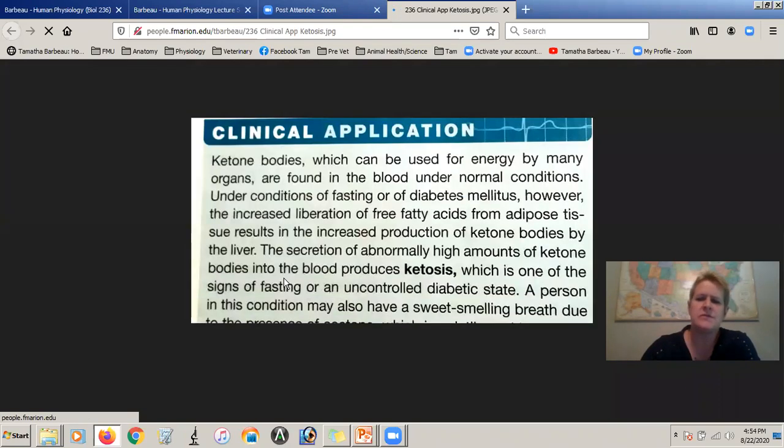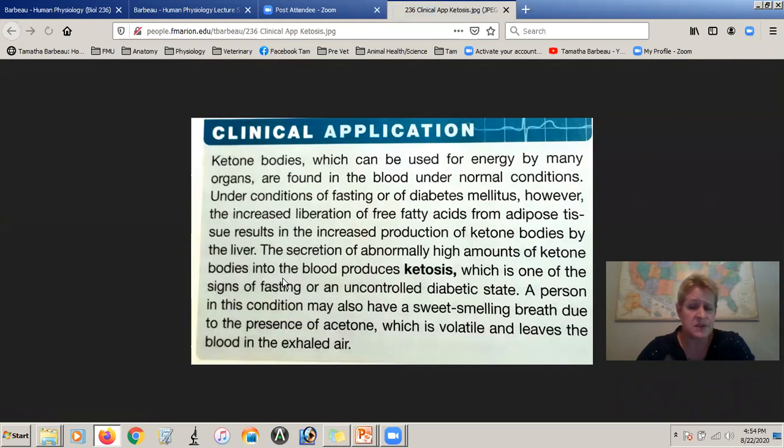Okay, ketones can be used for energy by many organs, but it's an emergency strategy, all right? Can be found in the blood under normal conditions. Fasting, or you've got poorly regulated diabetes. Think about that. If you've got diabetes, whether it's type 1 or type 2, type 1, you're not producing enough insulin, so your cells aren't taking in glucose and using it. What are they going to turn to next for energy? Fats, like ketones. If they have type 2 diabetes, they have plenty of insulin, but their cells ignore it. So what are they going to turn to next for energy? Ketones. Okay, so secretion of abnormally high amounts of ketone bodies in the blood produces ketosis, one of the signs of fasting or uncontrolled diabetes.